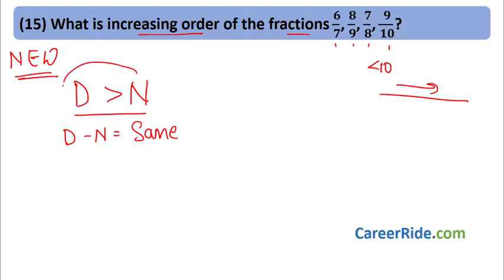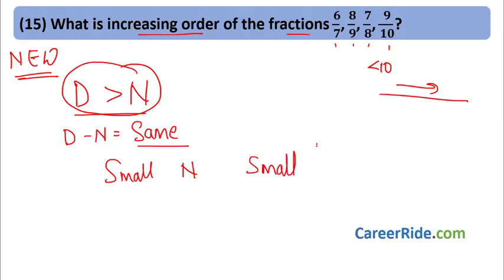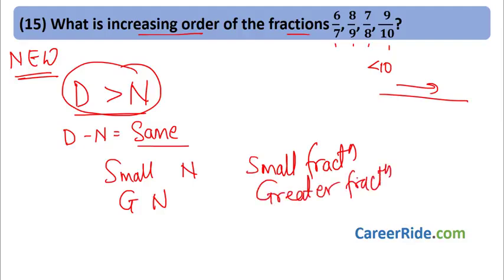So whenever the denominator is greater than the numerator in all fractions and the difference between denominator and numerator is the same, then we can say that the smaller the numerator, the smaller the fraction, and the greater the numerator, the greater the fraction. So over here, which is the smallest numerator? 6. So 6 by 7 is the smallest. Which is the largest numerator? 9. So 9 by 10 is the greatest.